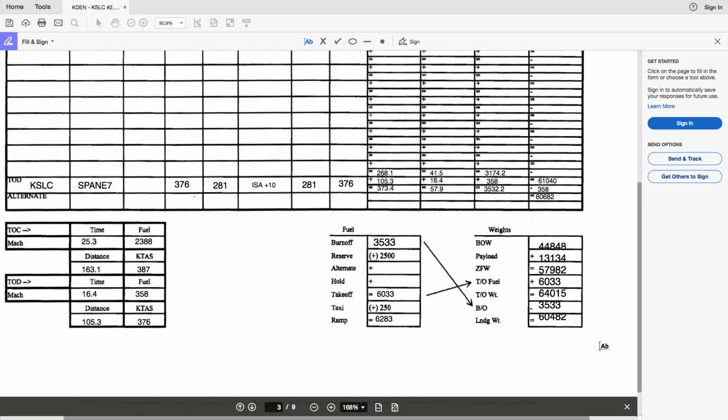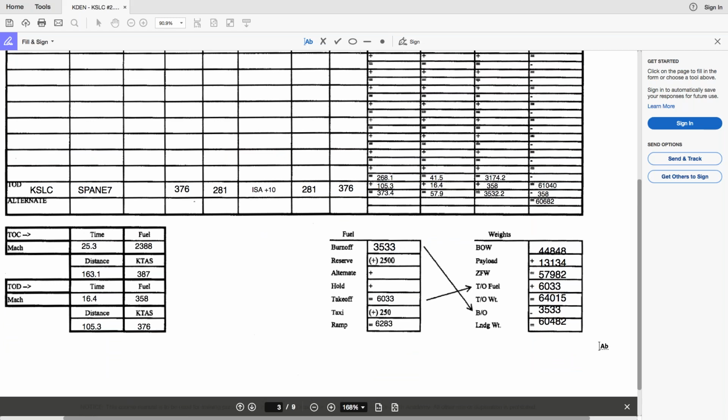Everybody's asleep. So many times you can't even read anything on that page.